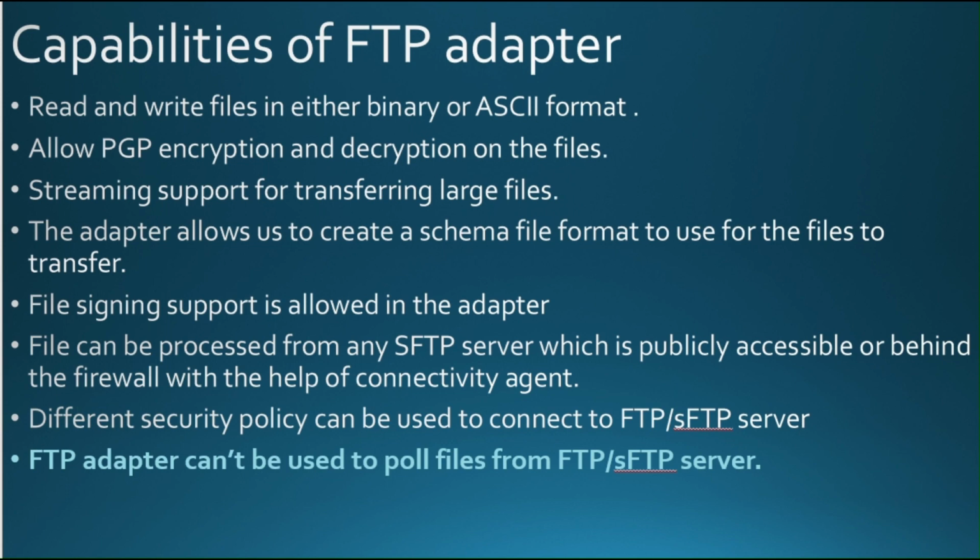So a file can be processed from any SFTP server which is publicly accessible, or behind the firewall, which we can access with the help of the connectivity agent. And we can use different security policies to connect to the FTP or SFTP server. One more important point is that the FTP adapter cannot be used to pull files from an FTP or SFTP server. In order to pull the files, we have to use the file adapter. We can discuss the same in a separate session.